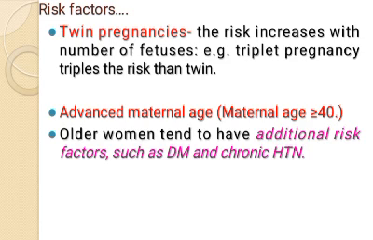Risk factor: twin pregnancy. The risk increases with the number of fetuses. For example, a triplet pregnancy triples the risk compared to a twin. Advanced maternal age: maternal age greater than or equal to 40. Older women tend to have additional risk factors such as DM and chronic hypertension.